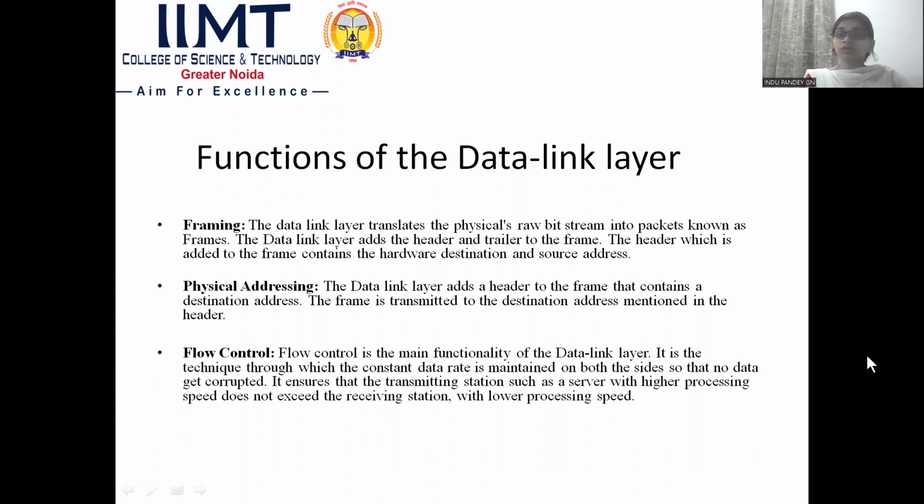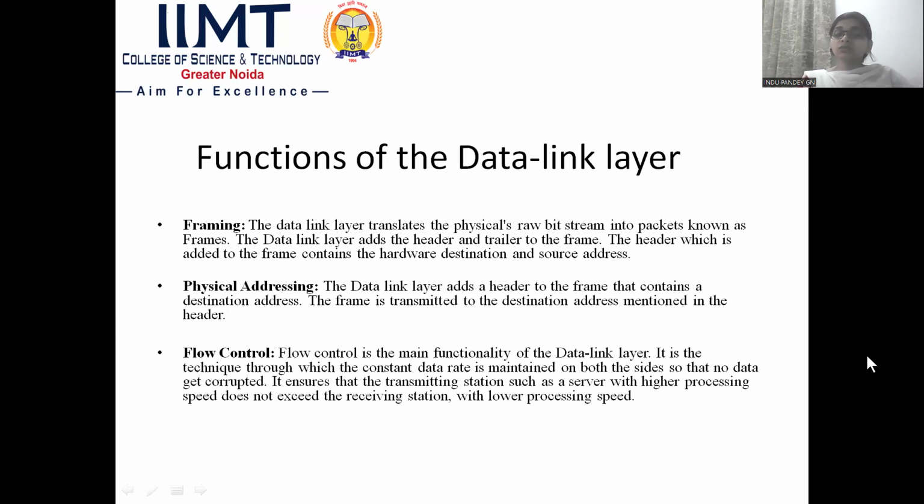The third important function of the data link layer is flow control. Flow control is the technique through which a constant data rate is maintained on both sides so that no data gets corrupted. It ensures that a transmitting station, such as a server with high processing speed, does not exceed a receiving station with low processing speed. So, what is the meaning of this sentence?